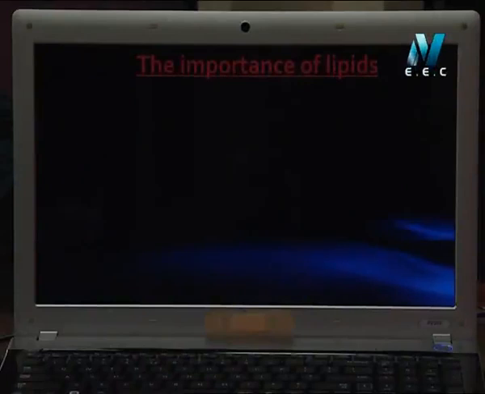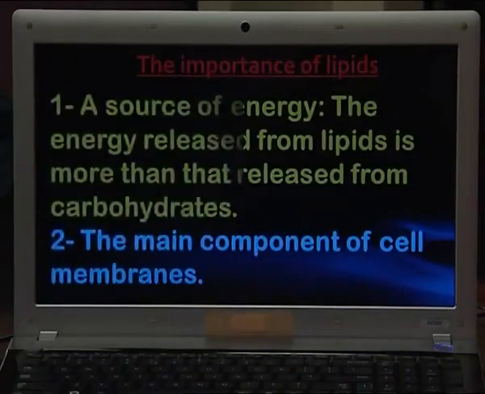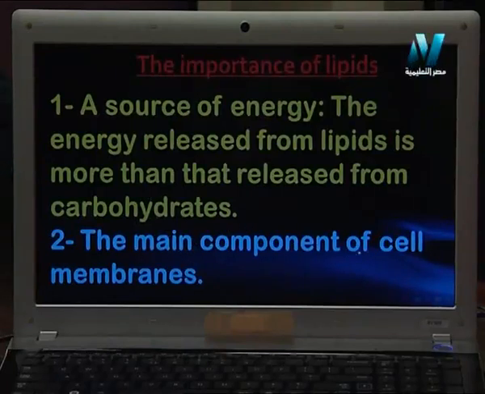What is the importance of lipids? A source of energy. The energy released from lipid is more than that released from carbohydrates. Also found the main component of the cell membrane.